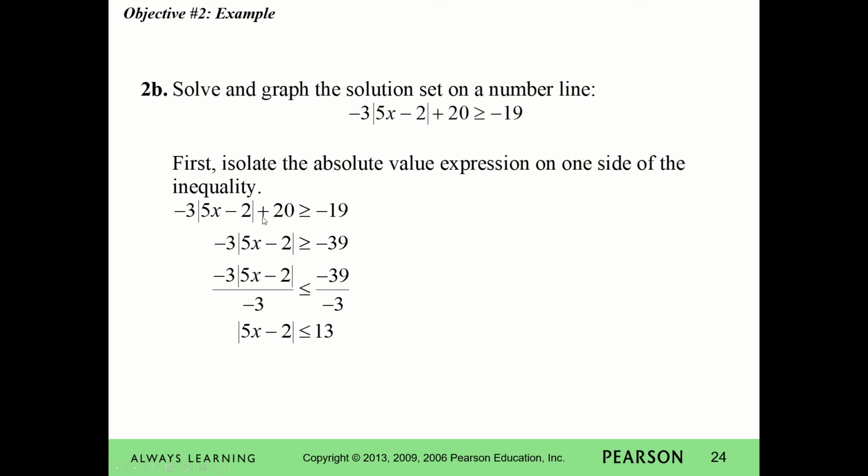So actually, we're going to have to subtract this 20 over. I'm sorry. We subtract this 20 over, and then we have to divide by negative 3. And remember, when we divide by a negative, we flip our sign. So we divide this negative 3 from both sides. So we get negative 39 divided by negative 3. We flip our sign, and now we have 5x minus 2 is less than or equal to 13.